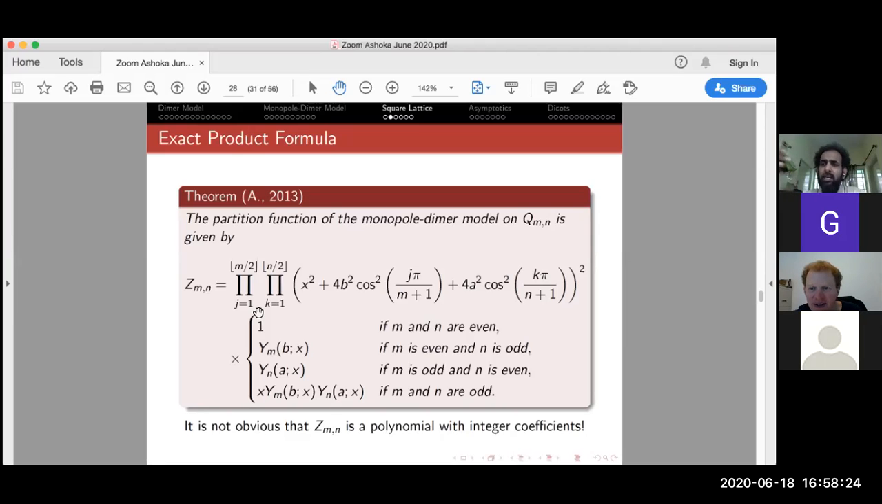There are some other hints, for example, there are no phase transitions in this model, just like there are no phase transitions in the monomer-dimer model. So I have some vague intuition that that is the case, but proving any of this is difficult.